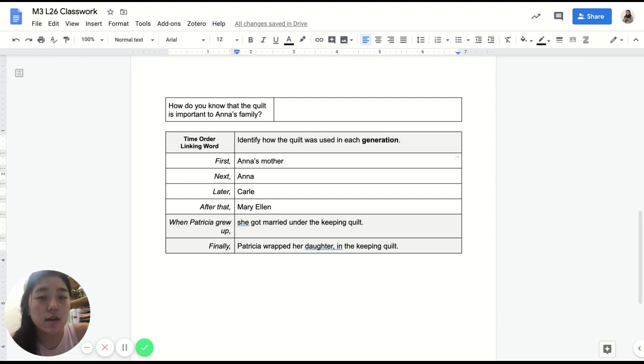They used it as a canopy or chuppah. And finally, Patricia wrapped her daughter in the Keeping Quilt. And her daughter's name is Denise, in the Keeping Quilt.